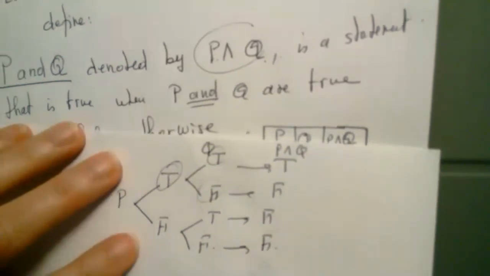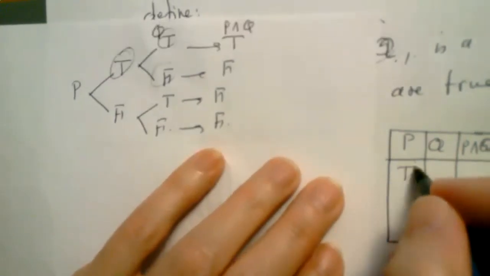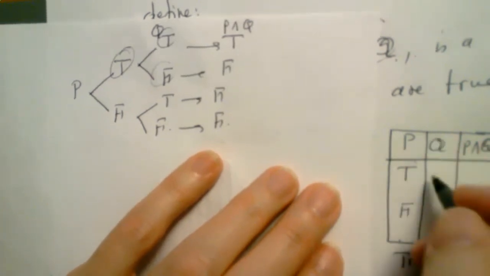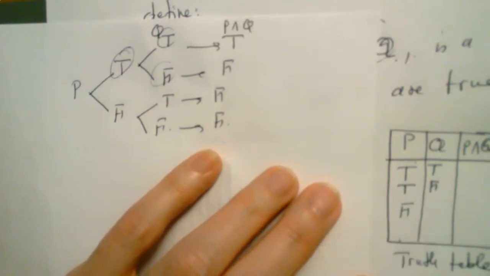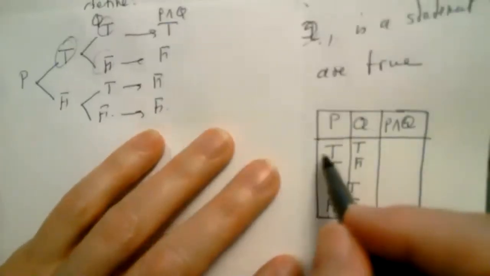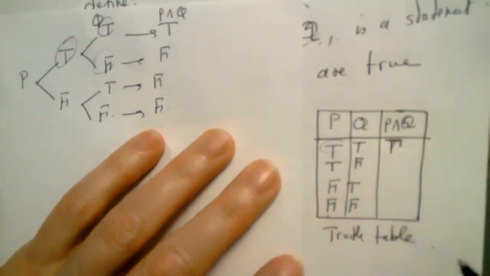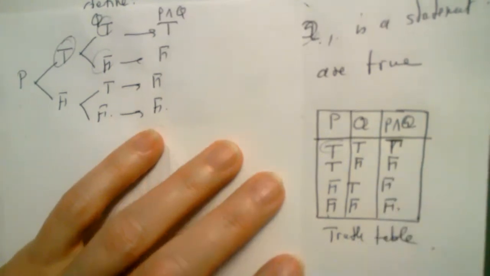How can we write this in a little table? We write it like that. This is my P. It's either true or false. But if it's true, Q could be true or false. So we have to write two values here. If it's false, Q can be true or false, and this is false. What about P and Q? P and Q is true if both are true. Otherwise, it is a false statement.